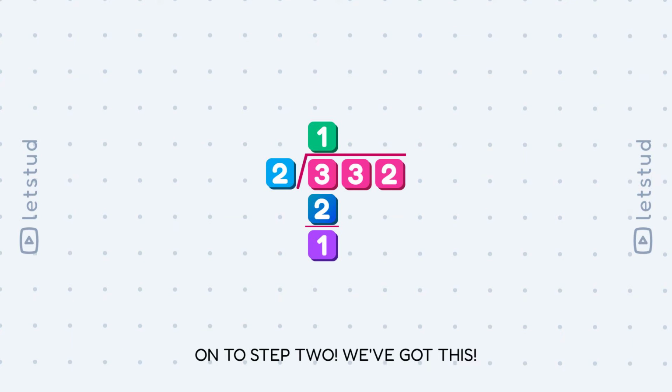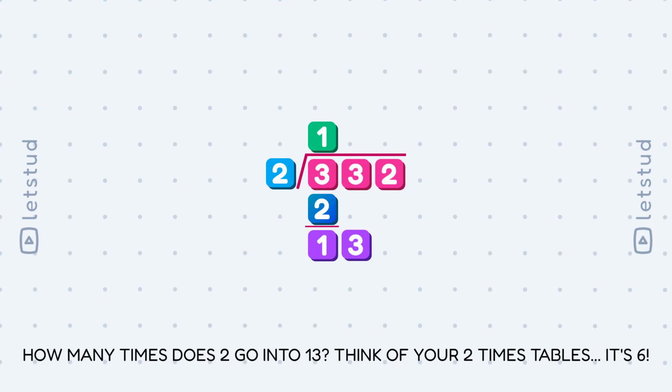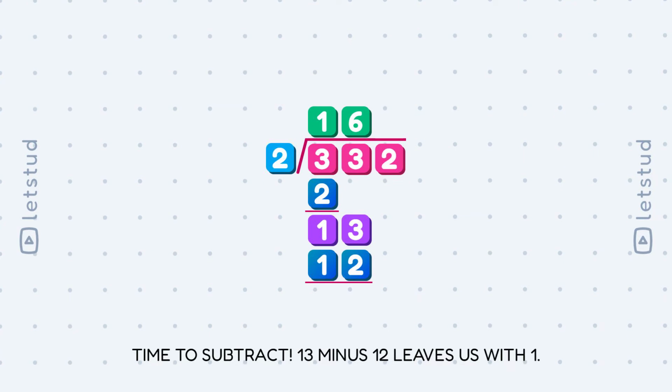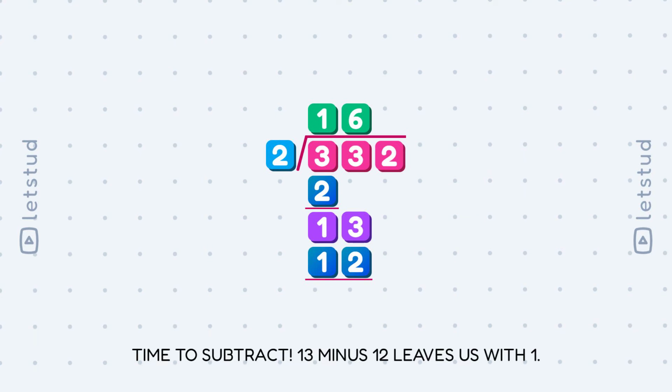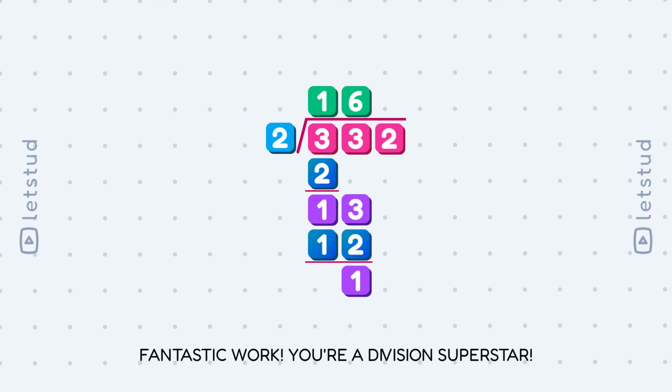On to step 2, we've got this. Say hello to our new number, 13. We made this by bringing down the 3. How many times does 2 go into 13? Think of your 2 times tables. It's 6. Let's multiply. 6 times 2 equals 12. Time to subtract. 13 minus 12 leaves us with 1. Fantastic work. You're a division superstar.